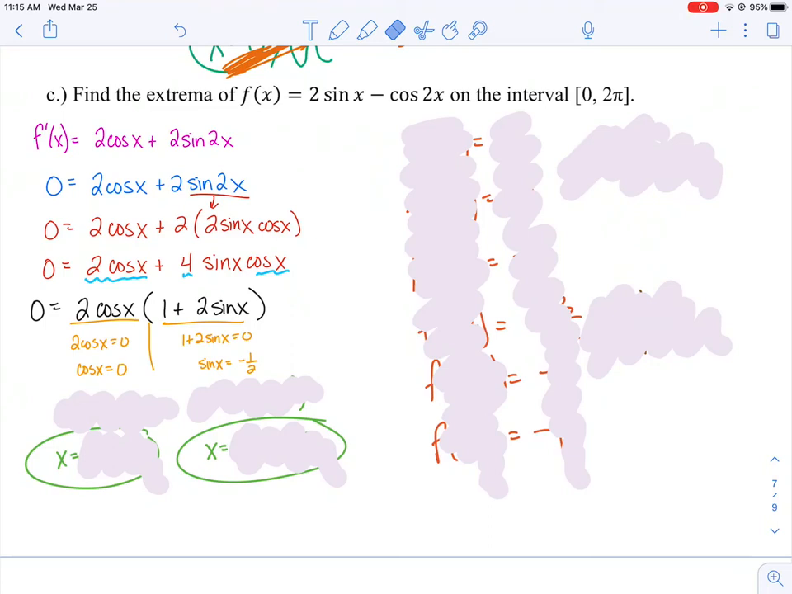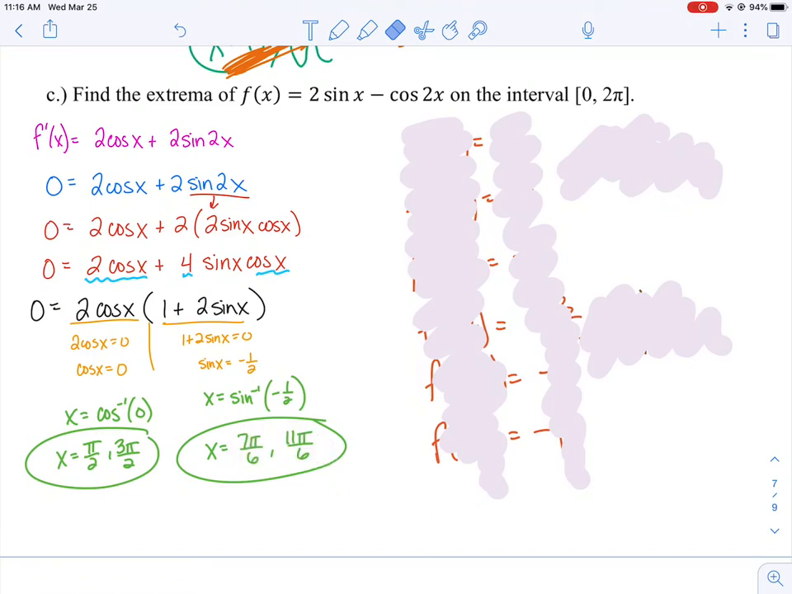You should now be able to use your inverse trig and your unit circle and figure out where on the unit circle does cosine equal 0 and where on your unit circle does sine equal -1/2. So this is where you need to know your unit circle values. I ended up getting that arc cosine of 0 is pi over 2 and 3 pi over 2. On the unit circle at pi over 2, cosine is 0. On the unit circle at 3 pi over 2, cosine is also 0. So I have two critical numbers there at pi over 2 and 3 pi over 2.